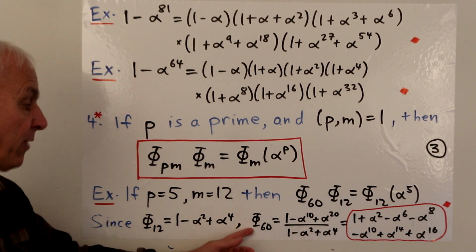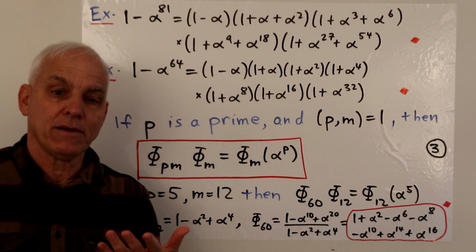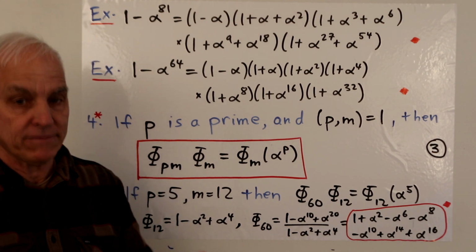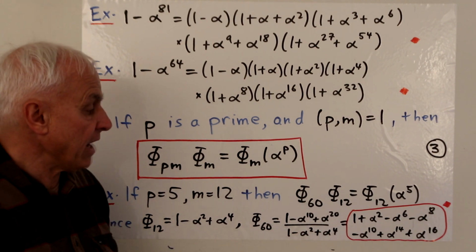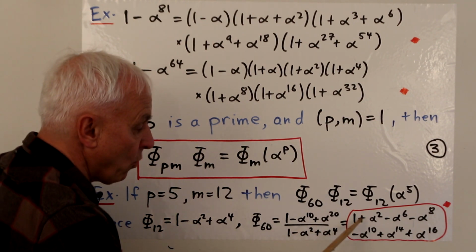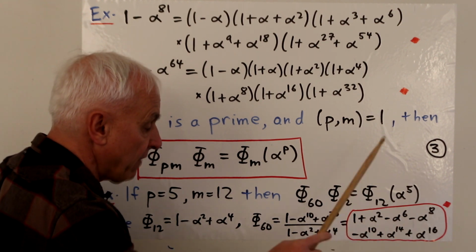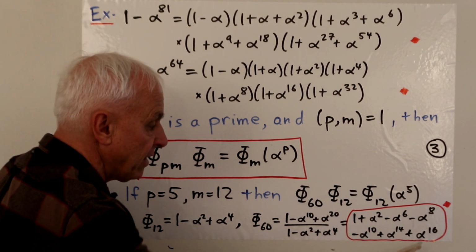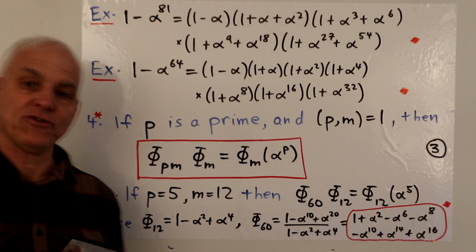So we can evaluate this by doing a division. We can divide one polynumber by another polynumber, and that's a very nice computation that we can actually do by hand. And in this case, the answer is this thing here, 1 plus alpha squared minus alpha to the 6 minus alpha to the 8 minus alpha to the 10 plus alpha to the 14 plus alpha to the 16. So that's phi sub 60.